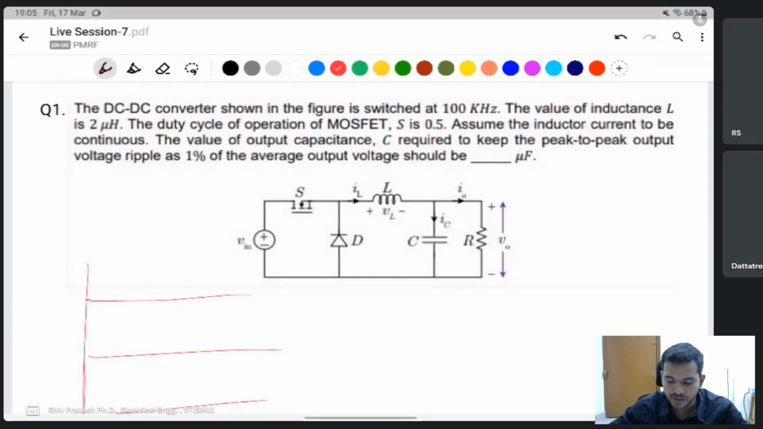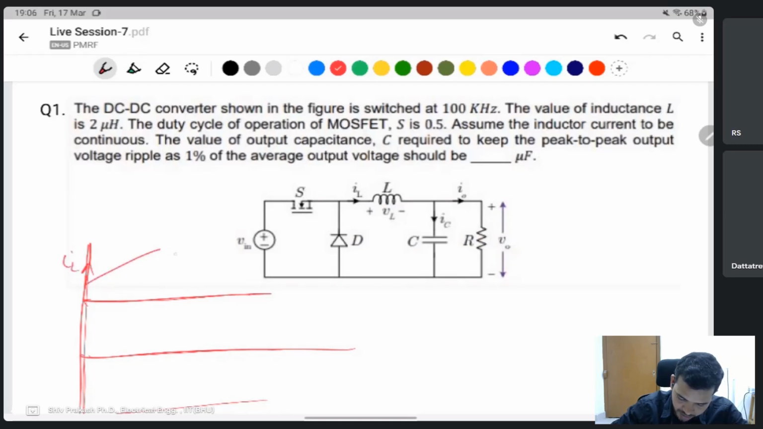There are three conditions of inductor current: continuous, discontinuous, and the critical condition. Discontinuous conduction mode means the inductor current is discontinuous. For IL continuous, it looks like this one. This is the total time period T, and this one is DT, the on time period. This one is the boundary condition.